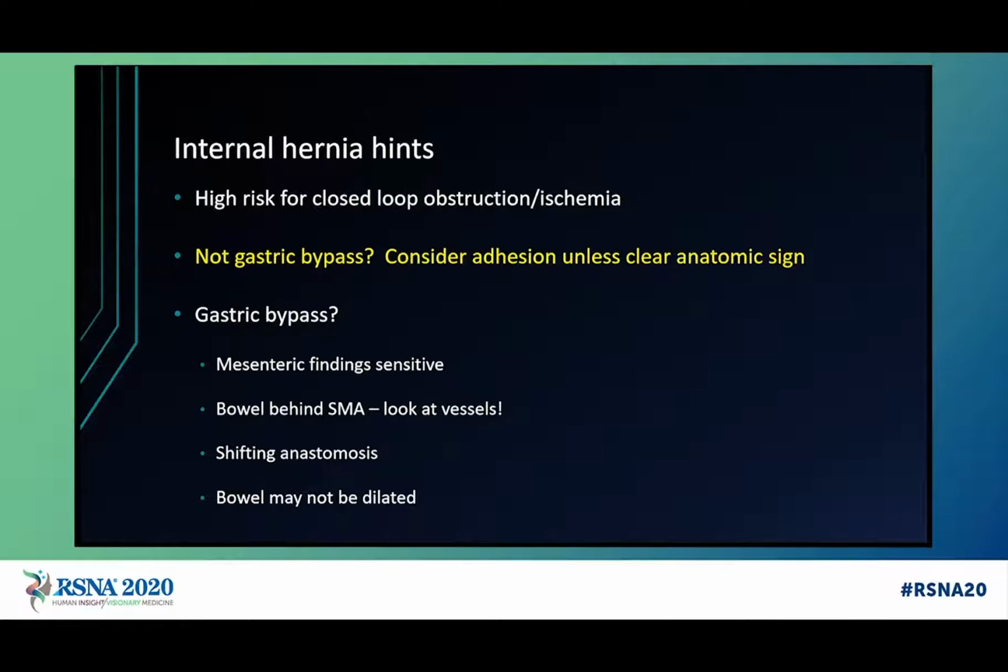If you are dealing with a patient who's had gastric bypass, remember that the mesenteric findings are most sensitive and include mesenteric edema and lymphadenopathy. Look at the root of the mesentery and make sure there's not abnormal bowel or vessels going behind the mesenteric vasculature. Look for a shifting bowel anastomosis. And remember that patients with internal hernias may not have dilated bowel and may not have ischemia at the time of their presentation.